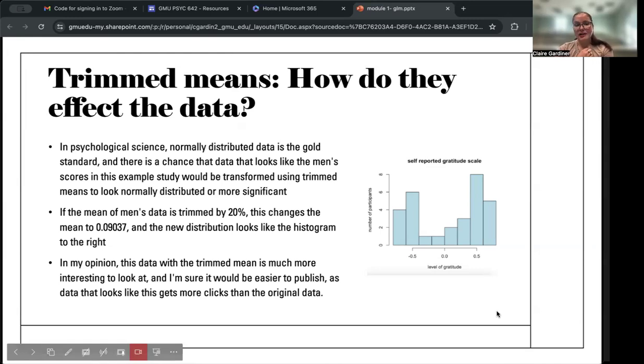So if the mean of the men's data is trimmed by 20%, this changes the mean to 0.09037. And the new distribution looks like the histogram here. In my opinion, this data with the trimmed mean is much more interesting to look at, and I'm sure it would be easier to publish, as data like this gets more clicks than the previous data. That's just because when people look at things, they just look at pictures and they're like, oh, that's interesting, and they don't really think critically about the data, which is fine. Sometimes I'm guilty of that too.